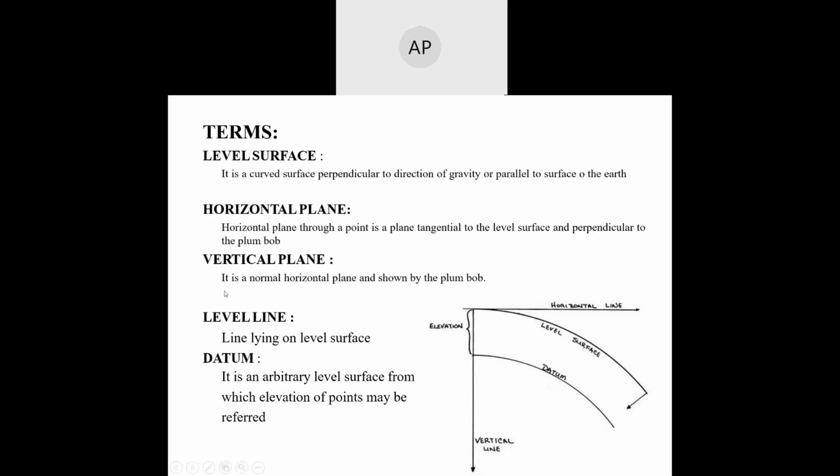Next is a vertical plane. It is normal to the horizontal plane, shown by the plumb bob. So if you drop a plumb bob, that will give you the vertical line. And level line: a line lying on the level surface. Next is datum line. It is an arbitrary level surface from which elevations of points may be referred. So datum is a reference from which you can take the elevation measurements.